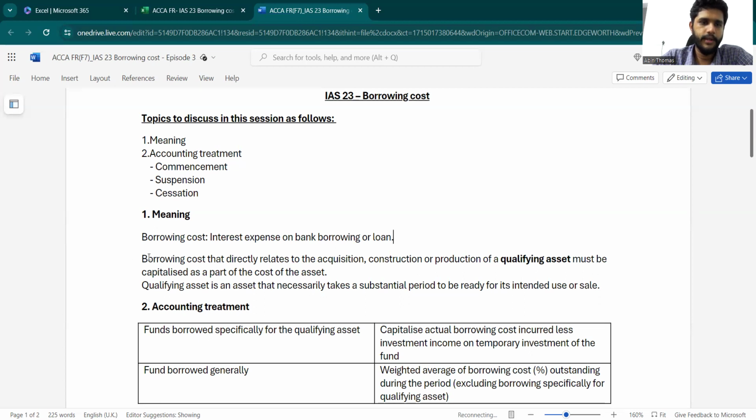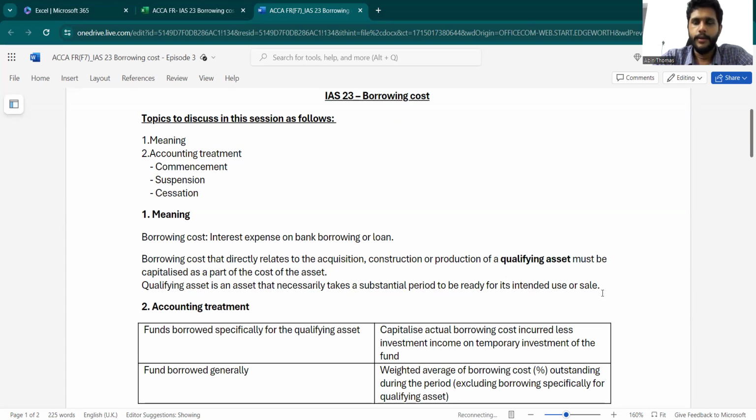So see the line below: the borrowing cost that directly relates to acquisition, construction, or production of a qualifying asset must be capitalized as part of the cost of the asset. Please listen, that is what we discussed just now. We have a terminology called qualifying asset. So what is a qualifying asset? The standard says a qualifying asset is an asset that necessarily takes a substantial period to get ready for its intended use or sale. Like the example we discussed, a car manufacturing business.